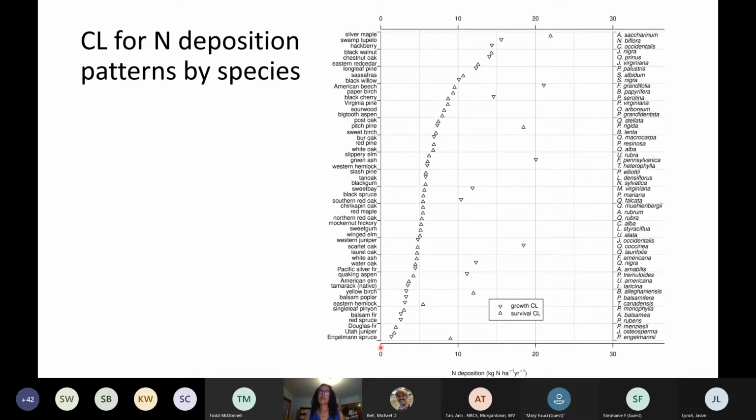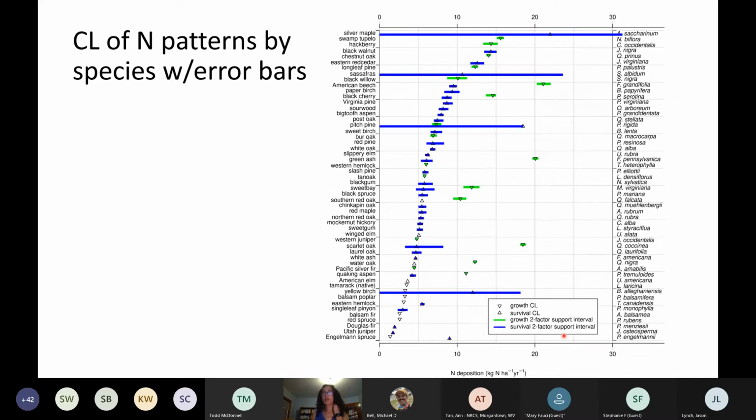We've also arranged them from lowest to highest just to make it a little bit easier to look at. And here you can see that there's a big range of the critical loads, but most of them are below 10. And there's a bunch of them between 10 and 15, and there only are a handful that are greater than 15 kilograms per hectare per year. Okay, so now this might be a little bit easier to look at.